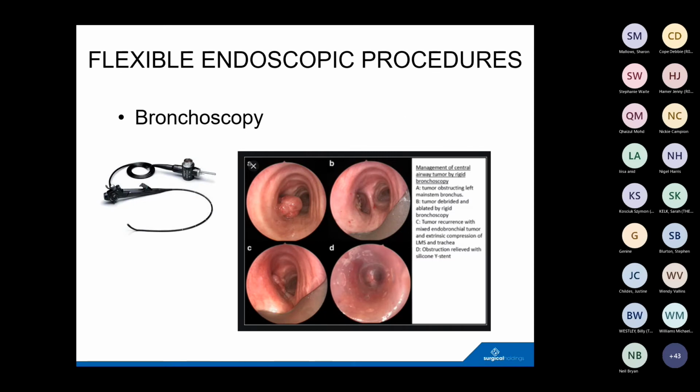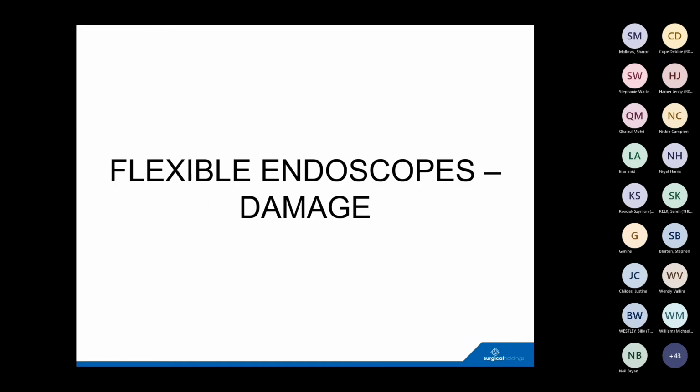Bronchoscopy is used in the lungs. This is an example of a cancer in the lung. Diagnosis and some therapy is done in a similar way. I don't want to go into lots of different areas. There are other areas that are weird and wonderful where I'm sure flexible instruments are being used, neurosurgery, for example, quite regularly. But those are the main areas that you'll see in terms of the instruments.